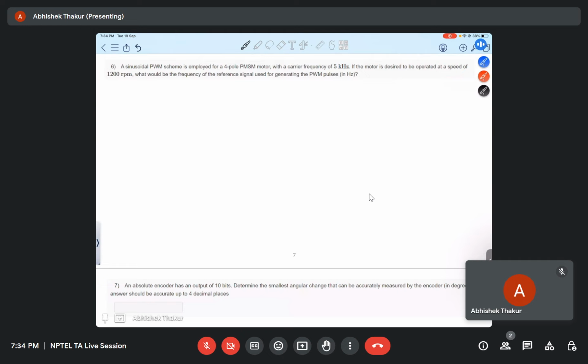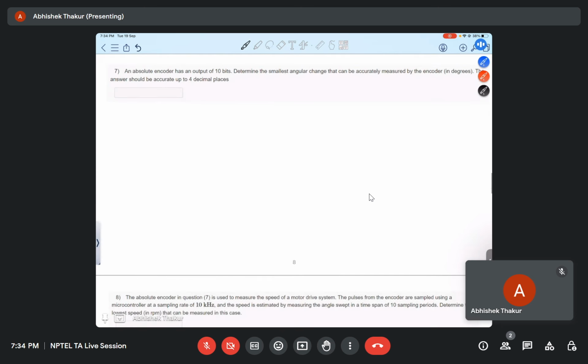The frequency of the reference signal should be the same as that of the excitation phase voltage. The frequency is given by F is equal to P into N by 120, where N is the rotations per minute and P is the number of poles, which is 4 here. So 4 into 1200 divided by 120 gives us 40 hertz. Okay, so we'll move on to the next question. This is a very simple question. Just put all these values in the formula and get the answer.